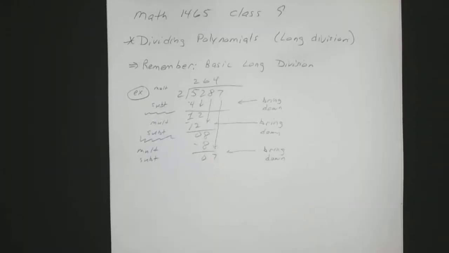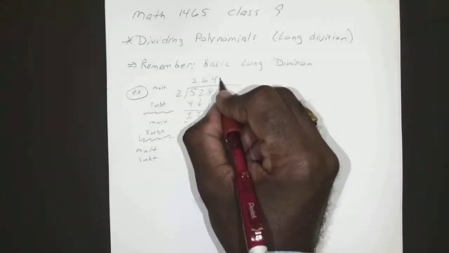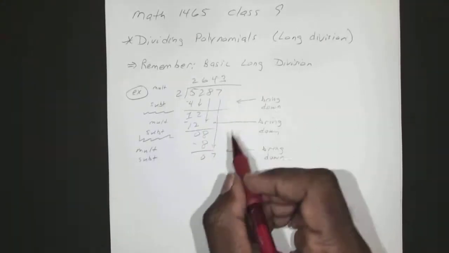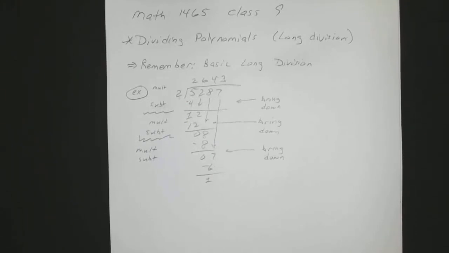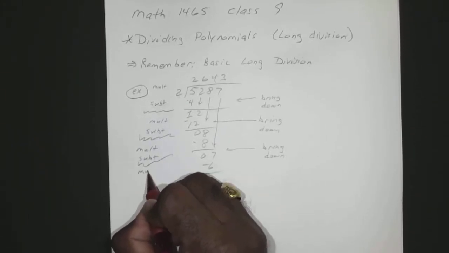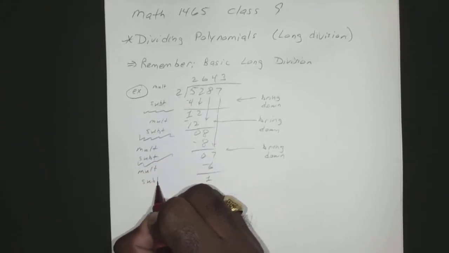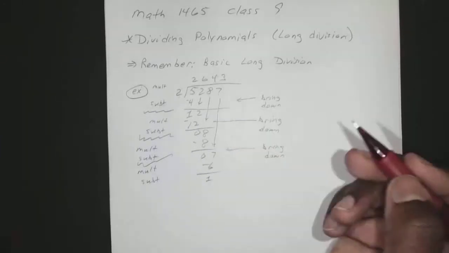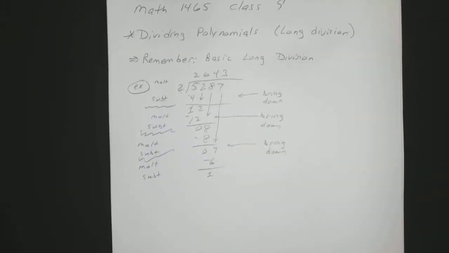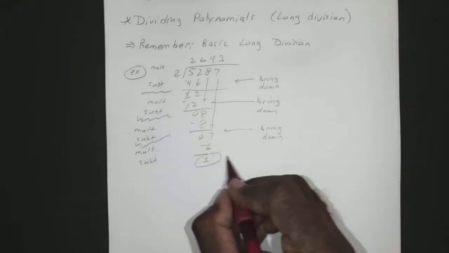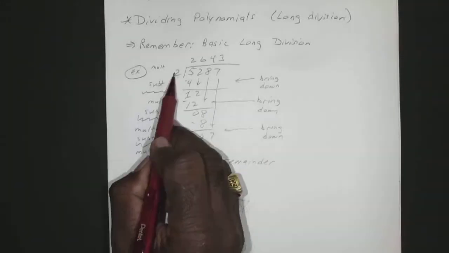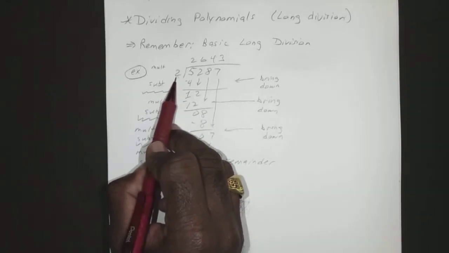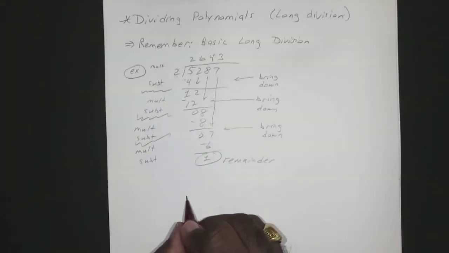Okay, so if we brought down the 7, 2 goes into 7 3 times. 2 times 3 is 6. So you have 1. Again, multiply, subtract, bring down. Well, nothing to bring down, so we stop there. And remember, your remainder goes over your denominator.